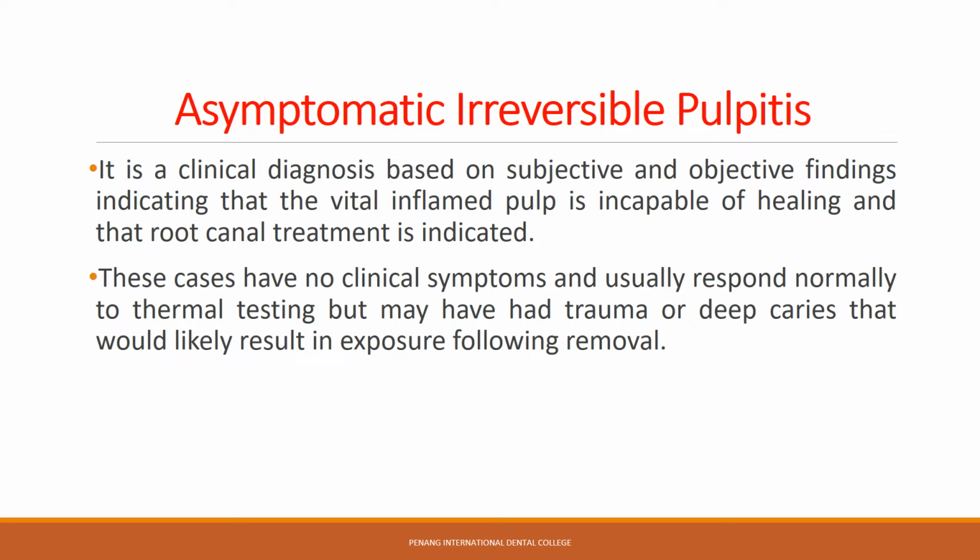You do a thermal testing, but the pulp responds normal like a vital pulp, but the caries is very close to the pulp, or while excavation of the caries you fear that there will be a certain exposure of the pulp, or there is a non-carious lesion where it has involved pulp exposure, but on thermal testing it responds normally, then those conditions we diagnose as asymptomatic irreversible pulpitis, and usually the treatment of choice is root canal treatment.